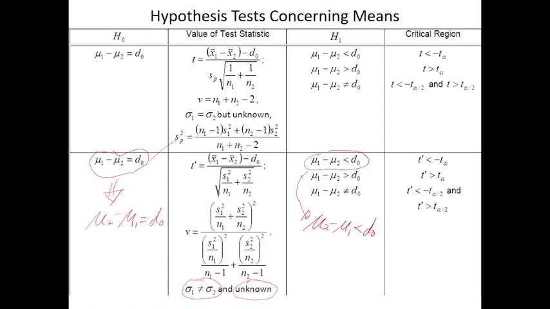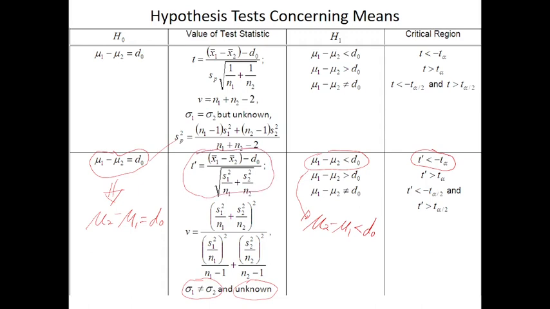Okay? And then this will be used: t prime less than negative t sub alpha. So we have a one tailed test. This is the formula for finding the number of degrees of freedom. This is the formula for finding the test statistic value t prime.